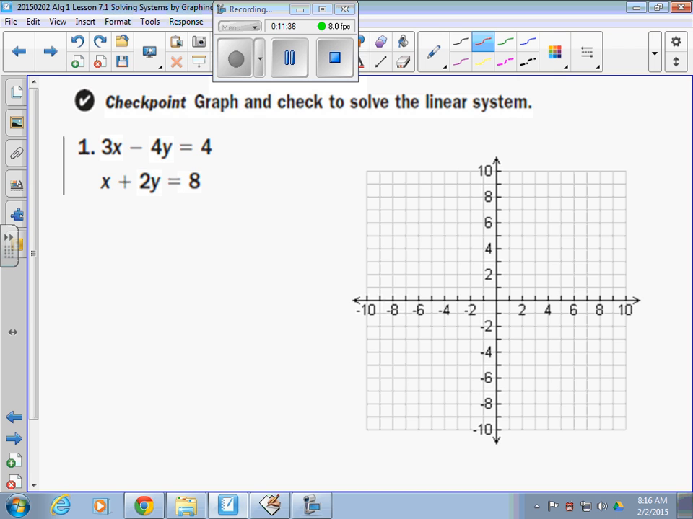Okay, take 2 minutes and do number 1 on the checkpoint on the back. Go back to your steps if you have issues. Get them into forms that you can graph easily. Graph both of them, estimate where they intersect, and then check it algebraically.